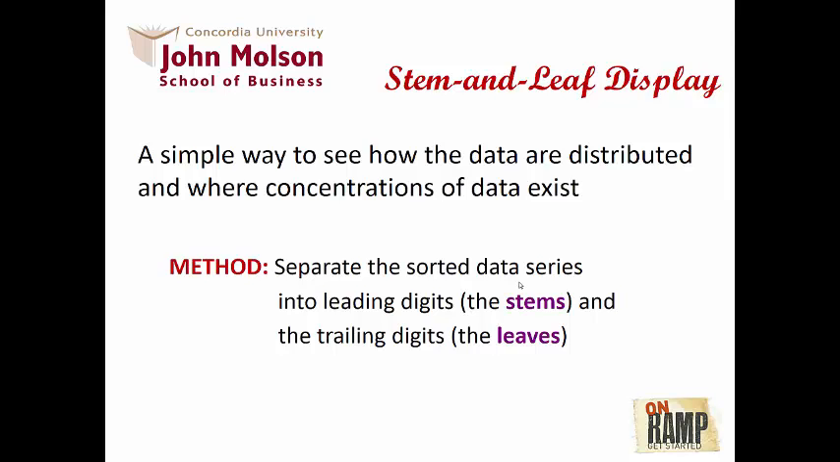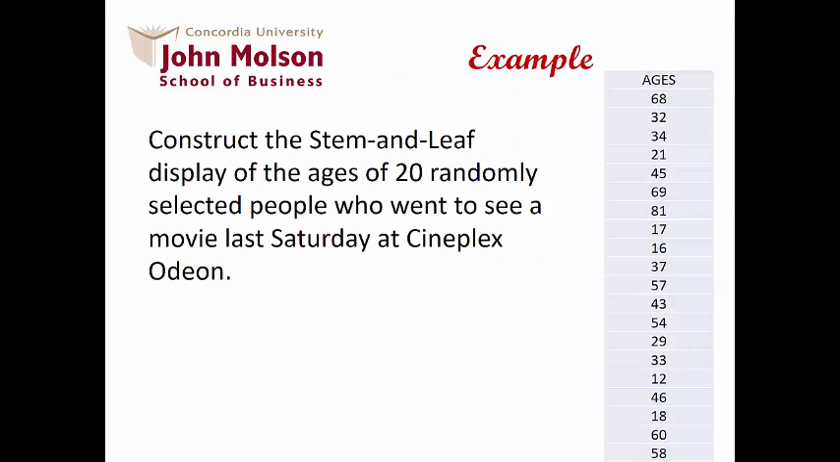All you have to do first is to sort your observations in increasing order, from the smallest to the largest, of course, and then divide each number into two parts. One part will be the leading digit, which will be called the stem, and the trailing digit, which will become the leaf. We'll identify what is more important to know.